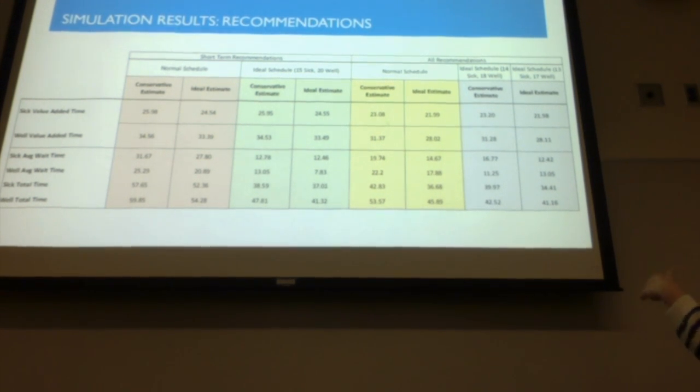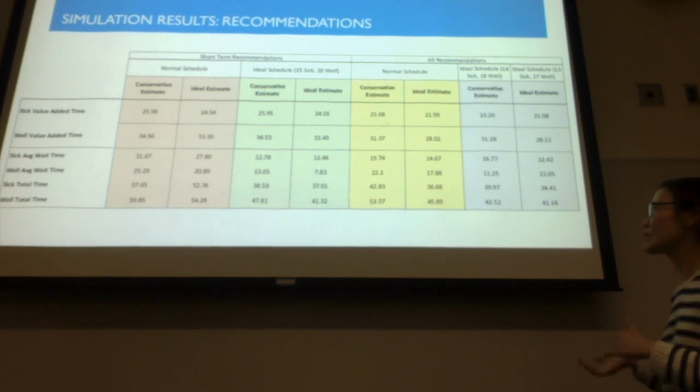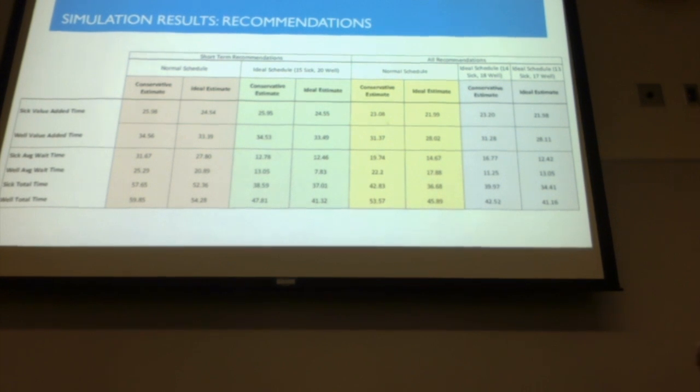For all recommendations, we added everything in and ran it using the normal schedule. For the conservative estimate, the sick value added time goes down to around 23 minutes, and the well value added time is around 31 minutes. The average wait time for well and sick are 19 and 22, so the sick total time is around 42.83 minutes, and the well total time is around 53.57 minutes. Similarly, with the ideal estimate, it's around 21.99 minutes. The well value added time is around 28.02, and the sick average wait time is around 14.67, and the well average wait time is around 17.88.